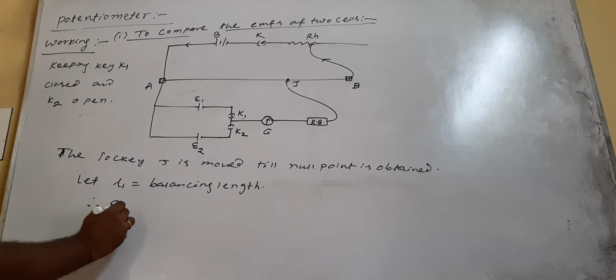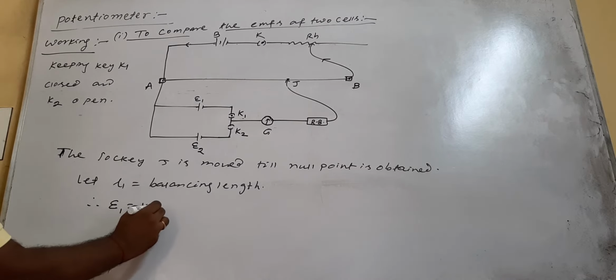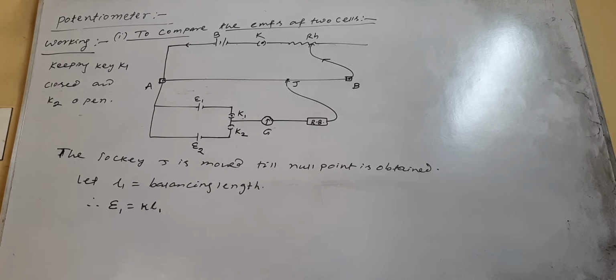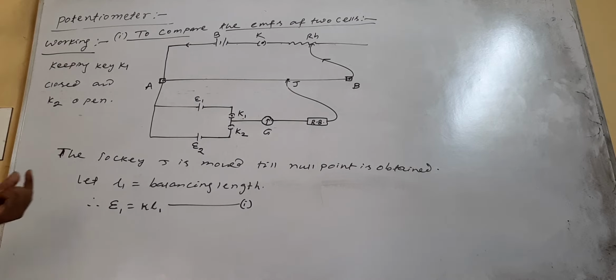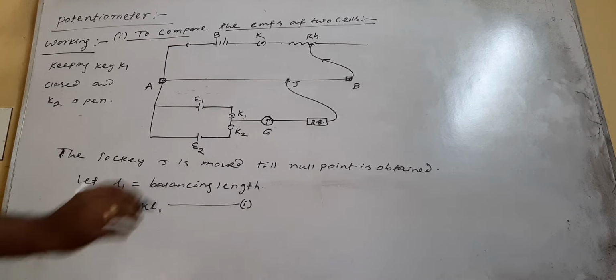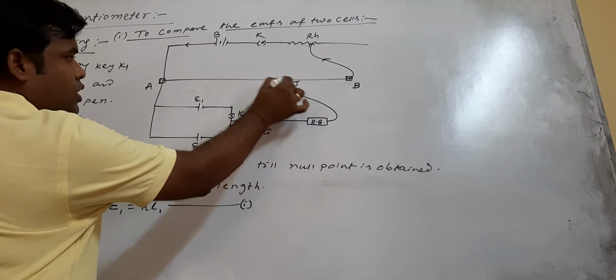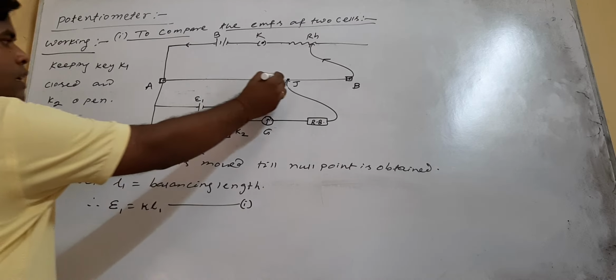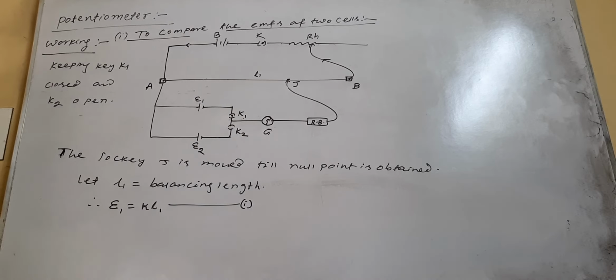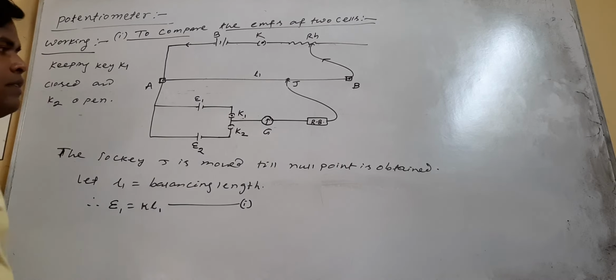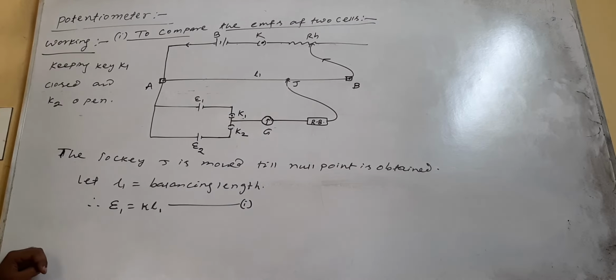Therefore, E1 will be small k L1. What is small k? That is the potential gradient. Then, why is E1 equal to k L1? Now you can apply Kirchhoff's second law, that is Kirchhoff's voltage law. Now you see, you take this closed circuit. Here, this length you have taken L1. The null point is obtained here. Null point is obtained means no current flows through the galvanometer.